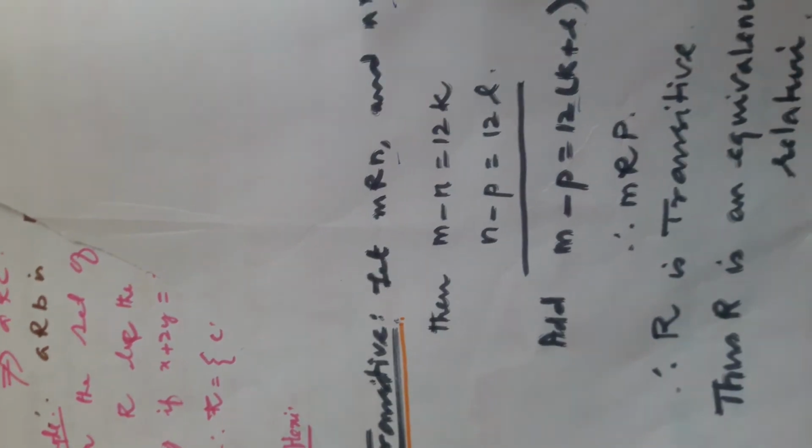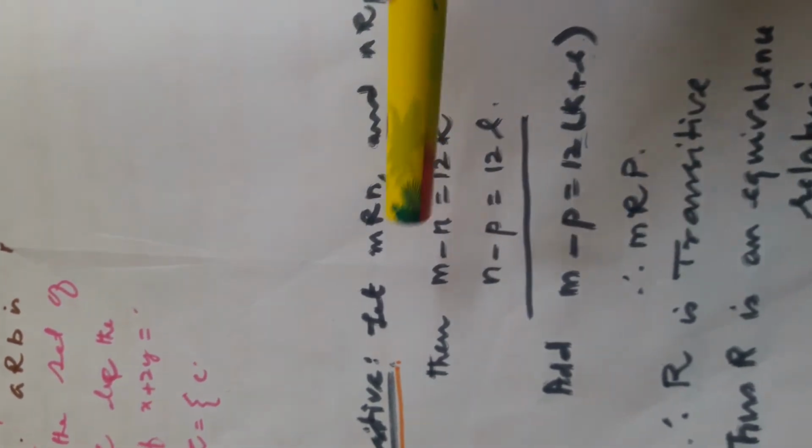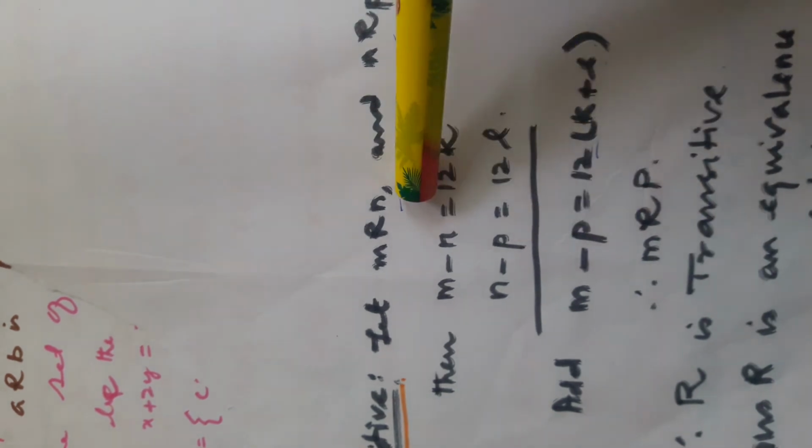It will be transitive. Let m be related to n and n related to b. Then m minus n equal to 12k, n minus b equal to 12l. These two are independent. You can select like a and b also. That is your choice. When you add, minus n plus n cancel, you will get m minus b equal to 12 times (k plus l). This is the process of finding the relation. So you just add or subtract, it depends upon the definitions. So m related to b, therefore R is transitive. Thus R is an equivalence relation. This is one of the 5 mark questions.